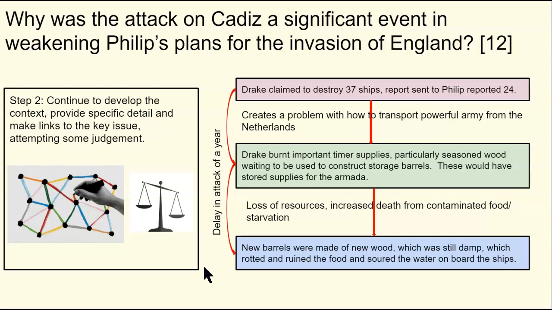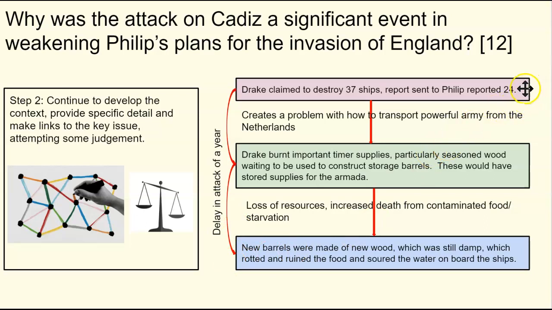This is a very big deal and is a significant impact and does weaken Philip's plans, because it means that they're not able to attack with an element of surprise or to attack quickly. It means that England has that chance to defend itself. So that would be one of the links that you would like to make in this section. That's to do with all 3.